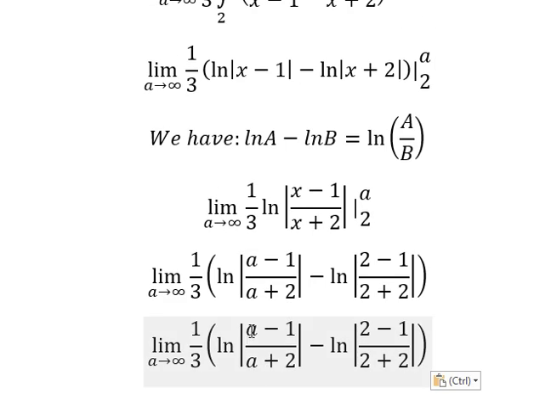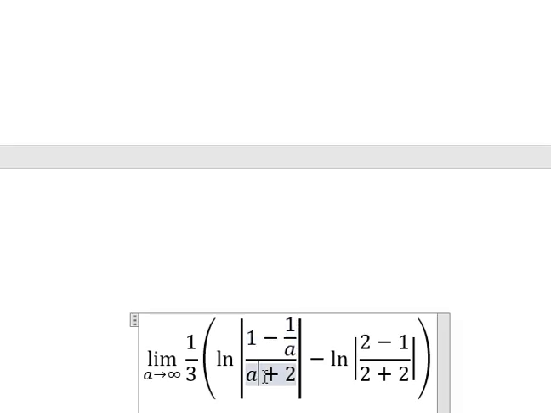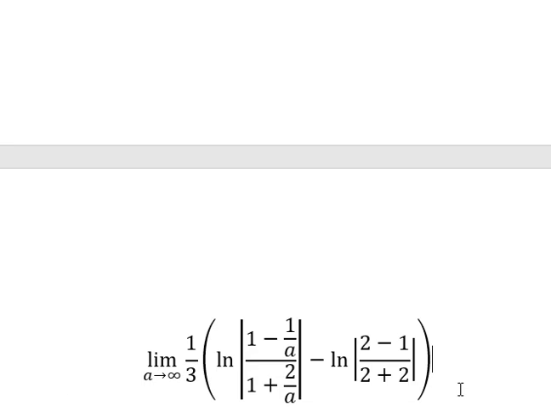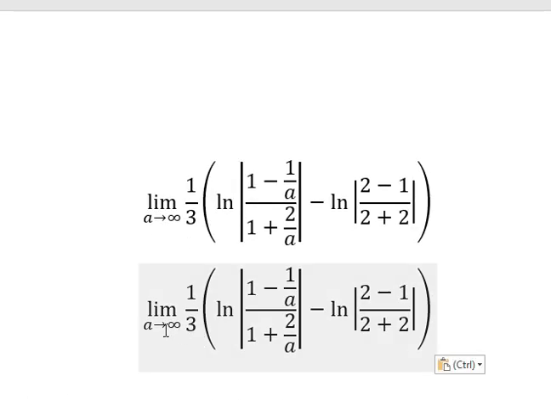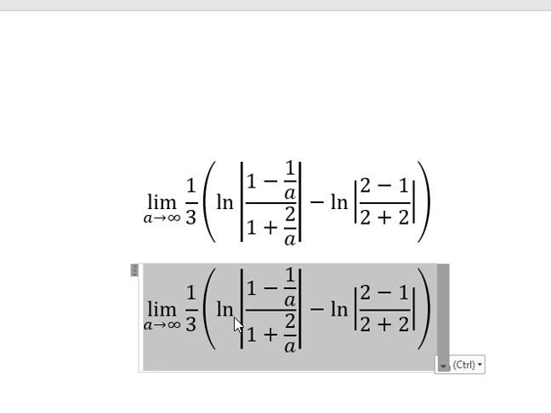So for this one, we divide by a on numerator and denominator. So that should be like this. So when a approaches positive infinity, 1 divided by a, you get number 0. This one, you get number 0. And now we can simplify like this.